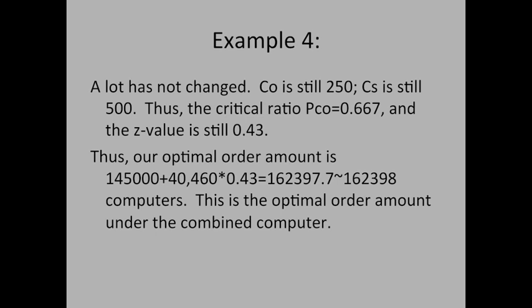We do, however, have to calculate a new optimal order amount. We have a new mean, we have a new standard deviation. So our new optimal order amount is our new mean, 145,000, plus our new standard deviation, 40,460, times our good old z value, 0.43. We end up getting an optimum order amount of 162,398 computers. So this is the optimal order amount for the combined model.